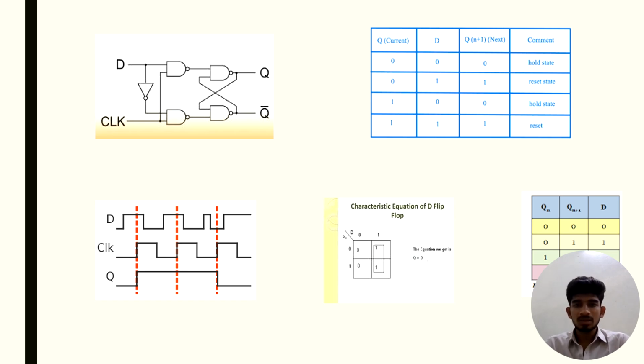The characteristic table for D flip flop is Q current, D, Qn plus 1 next state. 0 0 for D, 0 1 for 1, 1 0 for 0, 1 1 for 0. Here D is equal to Qn plus 1.